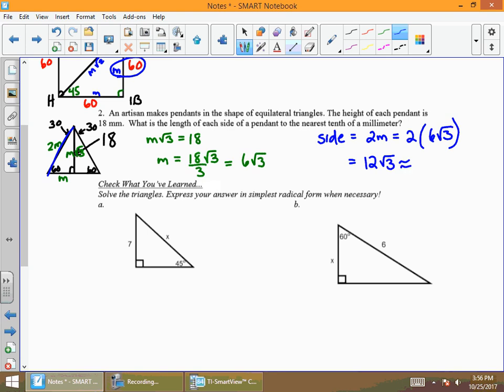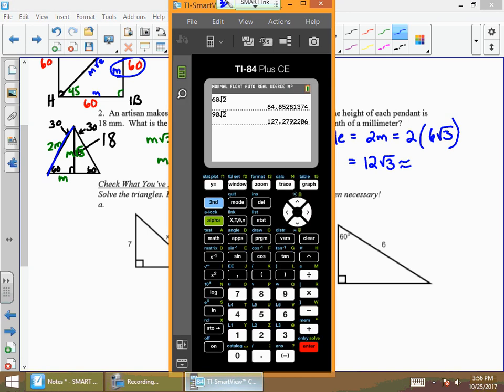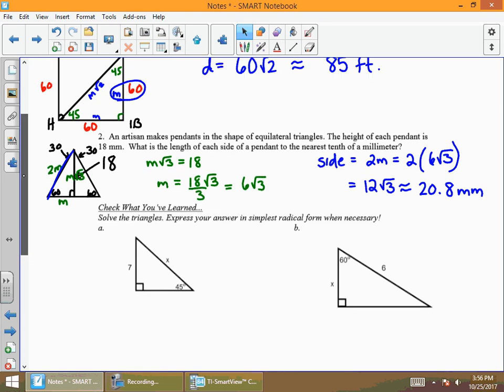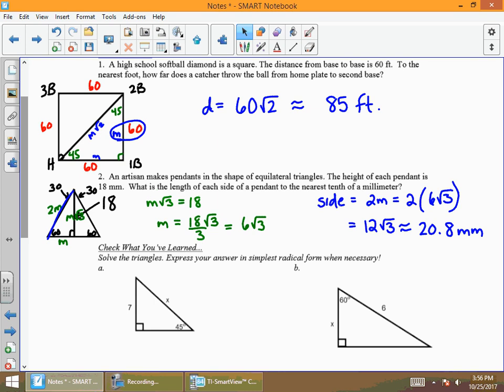And it wants this thing rounded to the nearest tenth. So 12 radical 3 rounded to the nearest tenth is 20.8. So 20.8 millimeters would be one side. Types of problems that you might see doing this, you might see someone ask you to find the perimeter of that triangle. So then you have to do the 20.8 and add it up 3 times or something crazy like that. But that is real world applications of when it comes in handy to do the special right triangle.